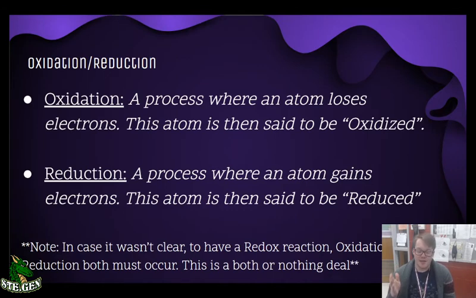And again, in case it has to be made clear, and you need to make sure you know this, to have a redox, which is reduction oxidation, to have a redox reaction, they both must occur. This is a both or nothing deal. You cannot just have something oxidized, because it must have gotten those electrons or sent those electrons somewhere, so that means something else must have been reduced.